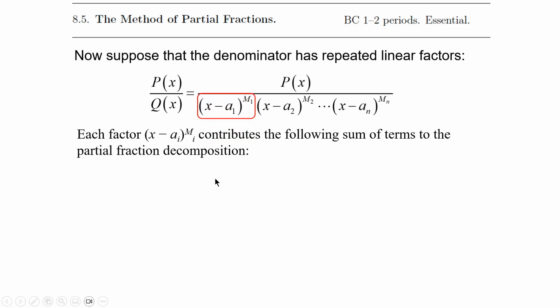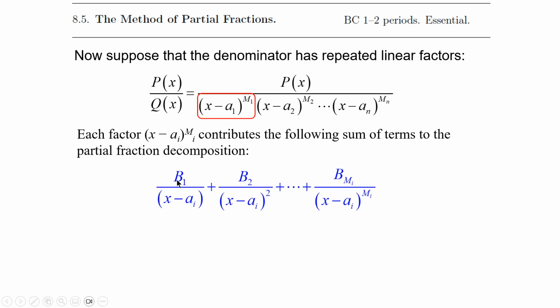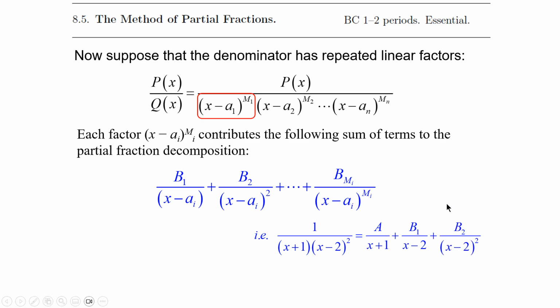Okay, so that's going to create this situation right here, where I have an x minus a sub i, and then an x minus a sub i squared, and then an x minus a sub i cubed, and so on, until we get to x minus a sub i to the m sub i power. Now, more simply, that looks something like this. So this would give me an a over x plus 1. And then you can call these whatever you want. I like to go like b sub 1 times the quantity x minus 2. And then b sub 2 times the quantity x minus 2 squared. And there it is. And we do exactly the same thing.